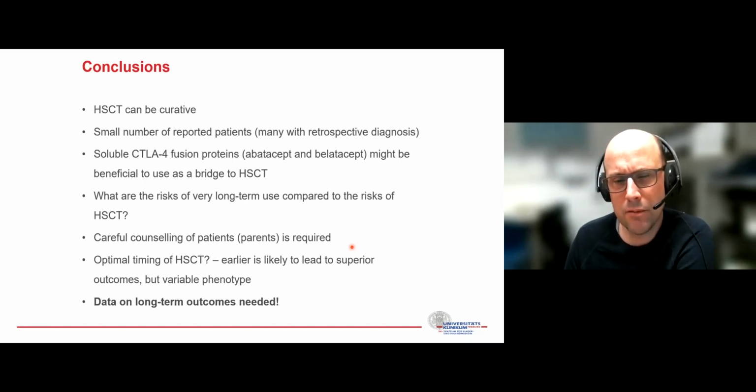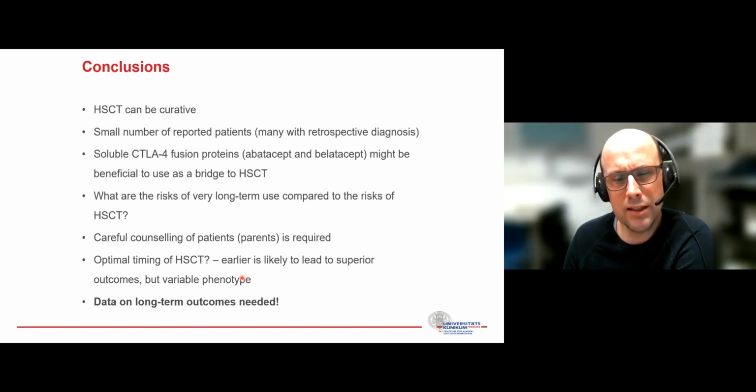We must consider both options, of course, and counsel affected patients and their families carefully when offering these treatments. The optimal timing for HSCT has also been discussed and is unclear at the moment, but if we compare this to other conditions with significant inflammation, it is likely that earlier transplant leads to superior outcomes. But again, we must consider the really variable phenotype even within families who share the same mutation. There might be even affected members who do not need treatment at all, so this really needs careful counseling.